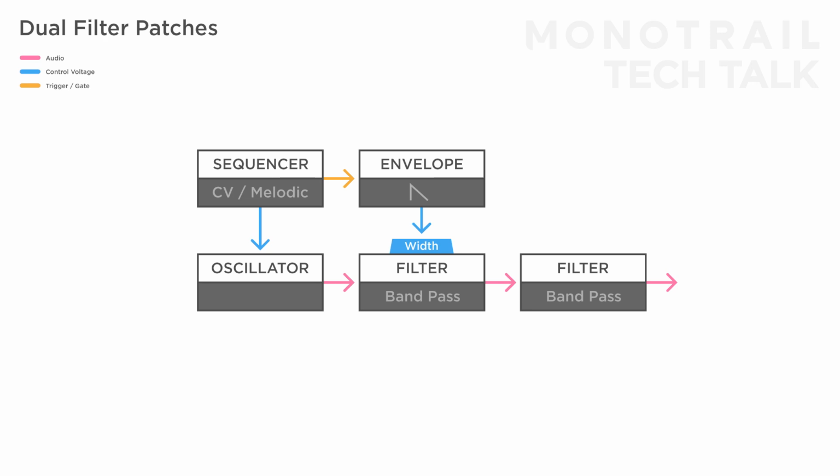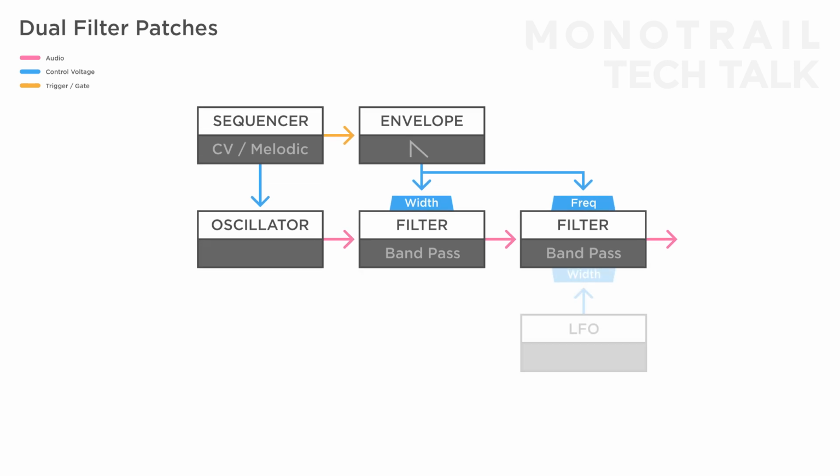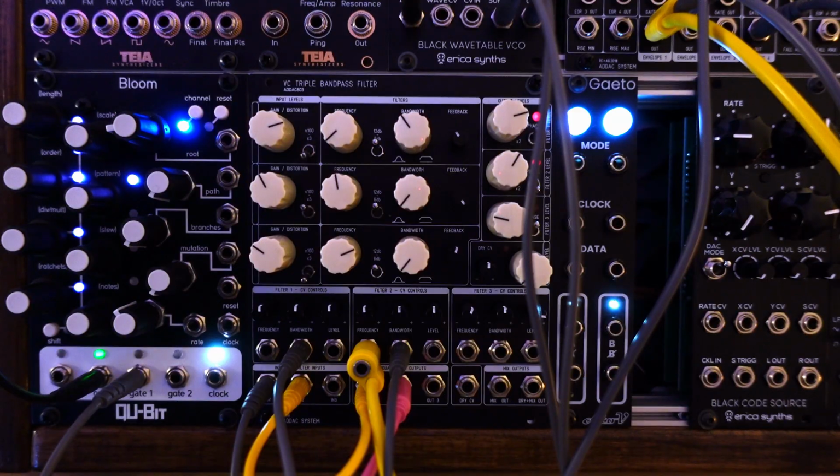In the same setup, you can experiment by sending a copy of the envelope to both filters at the same time. You can use the envelopes to modulate either the frequency or bandwidth. And, of course, add LFOs wherever you like to create more motion over time.